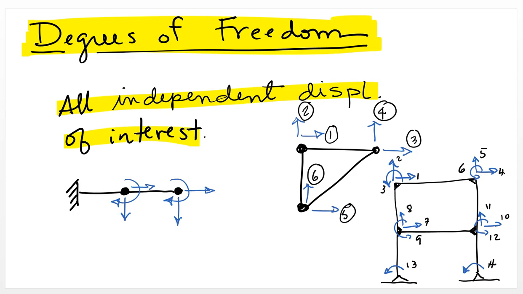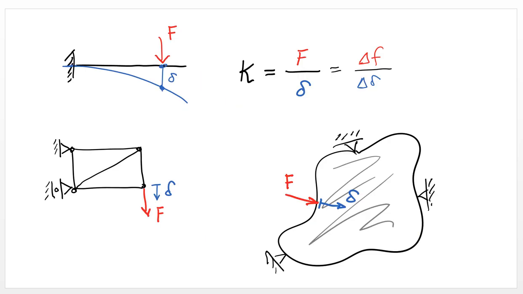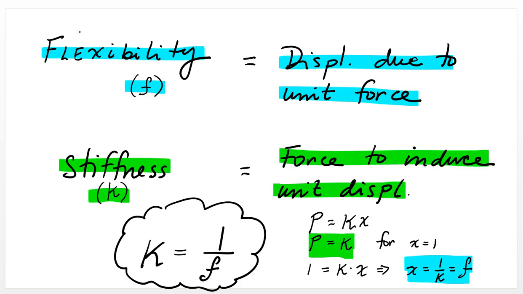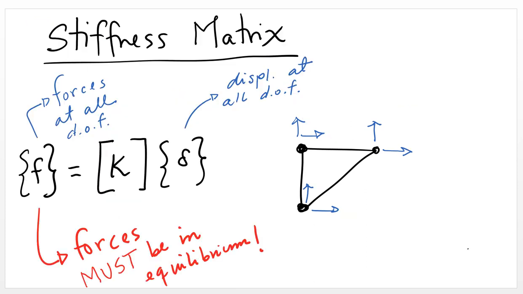Okay. Very well. So we have the concept of stiffness at a point, which is applicable to any structural system, so long as it's linear and elastic. We have the concept of flexibility and stiffness and how they are reciprocals of each other, and then the idea of degrees of freedom. Now, what is a stiffness matrix?